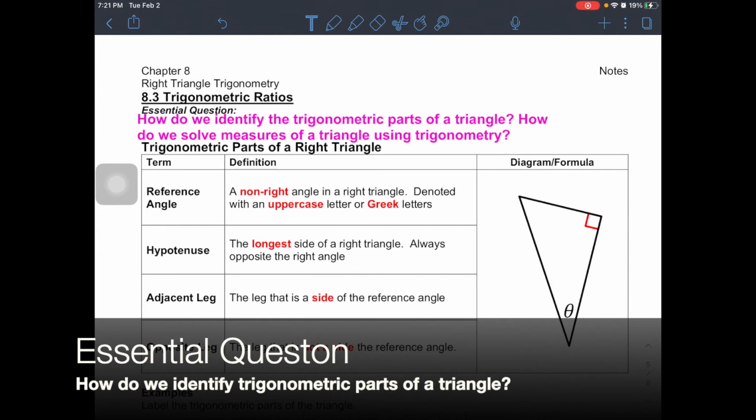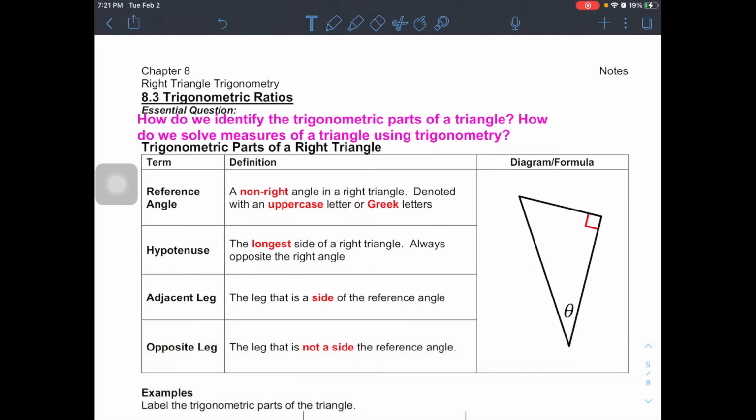All right, so in this video, we're going to identify trigonometric parts of a triangle and then use trigonometry to solve missing measures. So first thing, what are the trigonometric parts of a right triangle? All right, there's going to be four parts that we have to be concerned about.